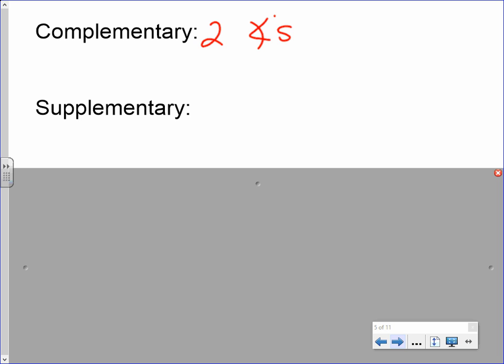Two angles have a sum of 90 degrees. Now we're also talking about radian measurement, so we could also change this definition to two angles whose sum is pi over 2.